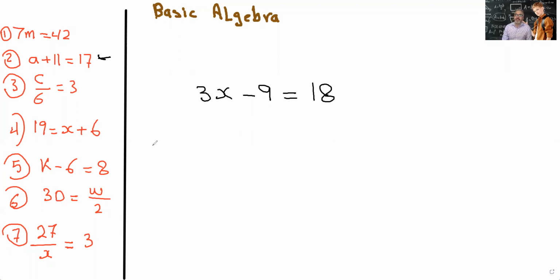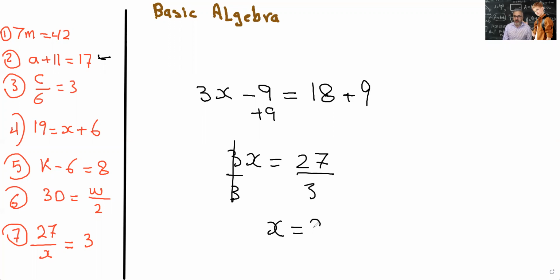Now, how do we do this? Should I divide both sides by 3? Should I move the negative 9 to the other side and make it plus? Always, it's the adding and subtracting that you have to move to the other side. So you go plus 9 to both sides, and you get 3x equals 27. And now you could divide both sides by 3, and x equals 9. If you want to double check, you go 3 times 9, because x is 9, minus 9 should give you 18. And 27 minus 9 definitely gives you 18. So 18 equals 18. Check.